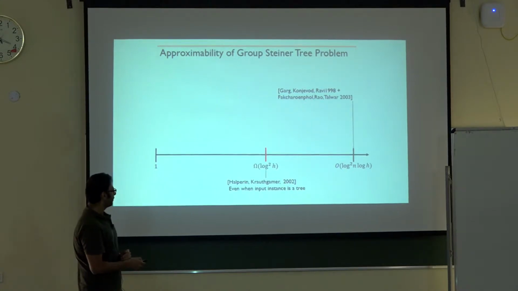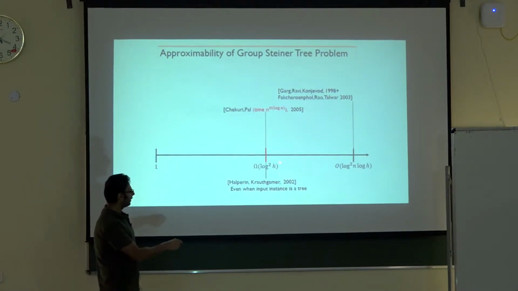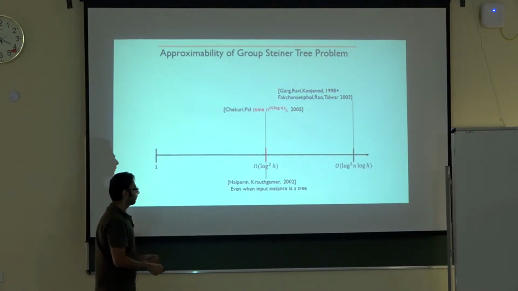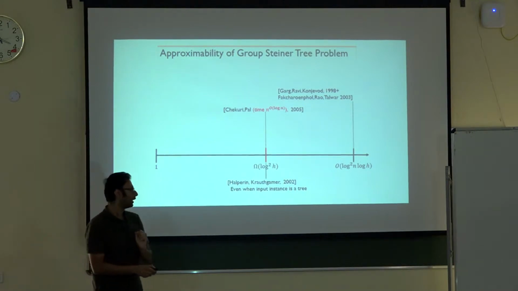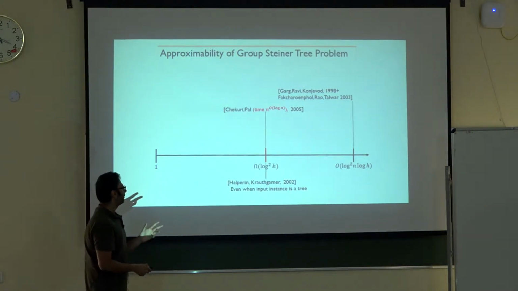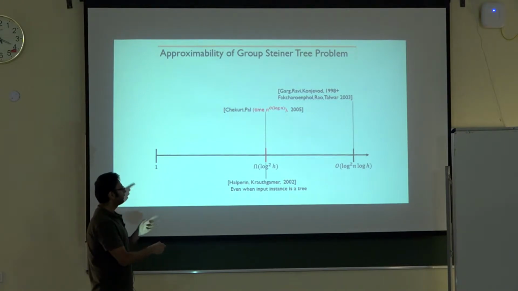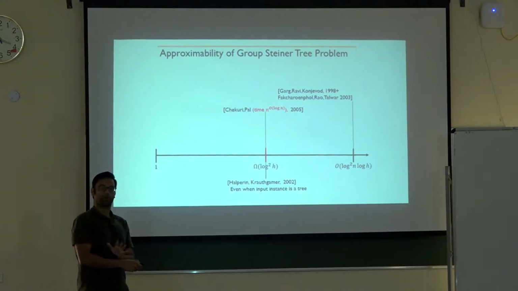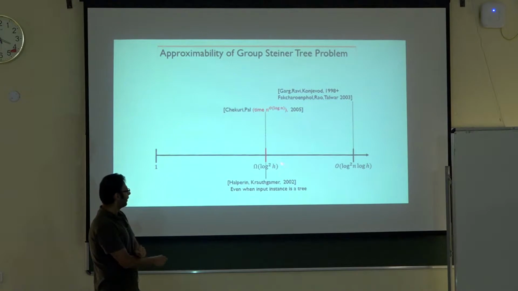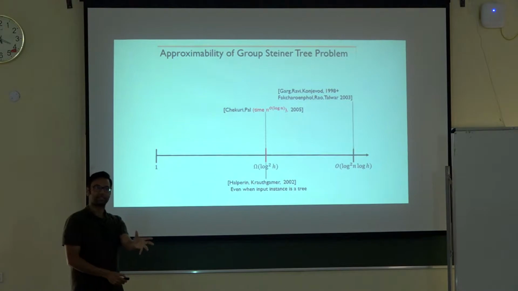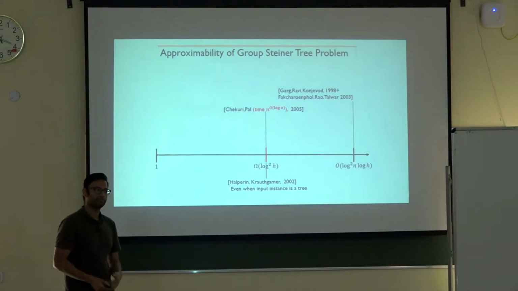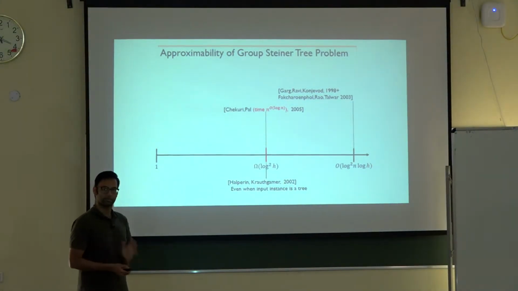So what else is known is the following. There is a matching upper bound of log square h known. This was a result by Chandra Chekuri and Martin Pal from 2005. But this algorithm runs in time n to the power of order log n. So this is a quasi-polynomial time algorithm. It's not a polynomial time algorithm. And in fact, this algorithm works even for the directed Steiner tree problem, which, as I said, is a further generalization of Group Steiner trees. Okay.